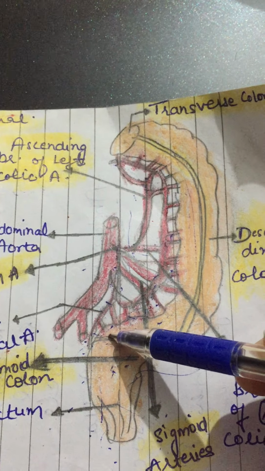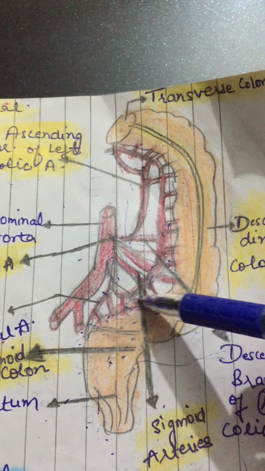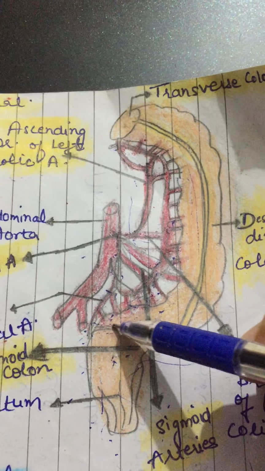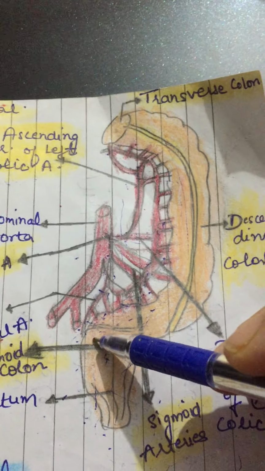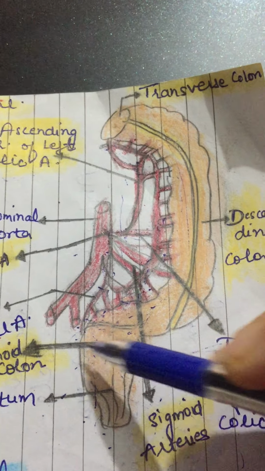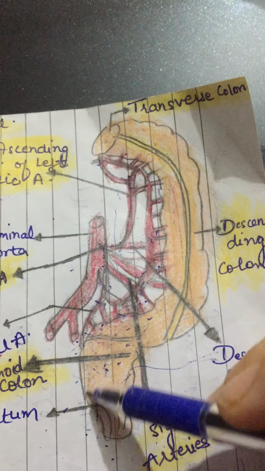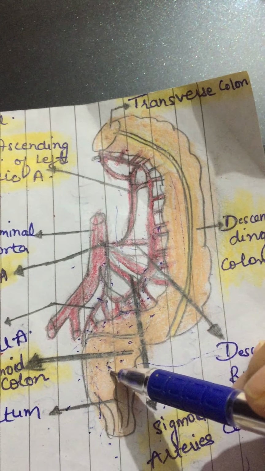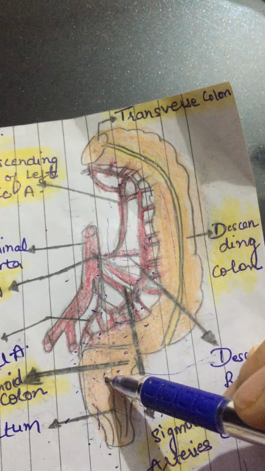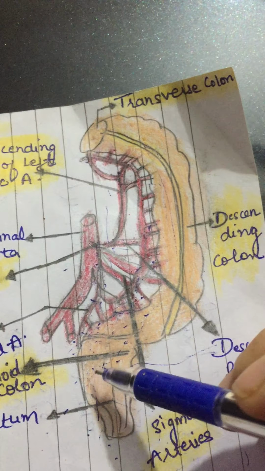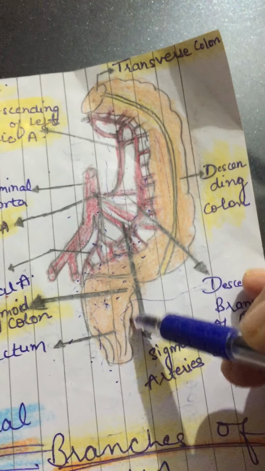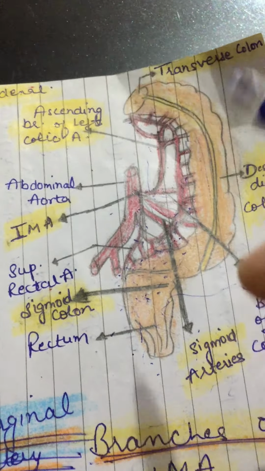Opposite the third sacral vertebra, it divides into right and left branches. The right and left branches descend on each side of the rectum, pierce the muscular coat of the rectum, and anastomose with one another at the level of the anal sphincter to form loops. These branches communicate with the middle and inferior rectal arteries in the submucosa also. So this is all about the inferior mesenteric artery.